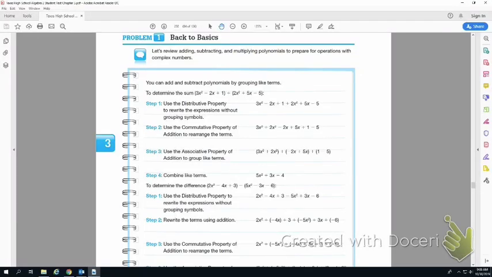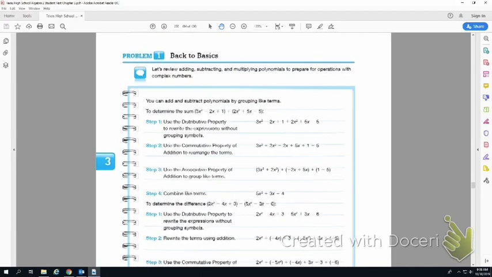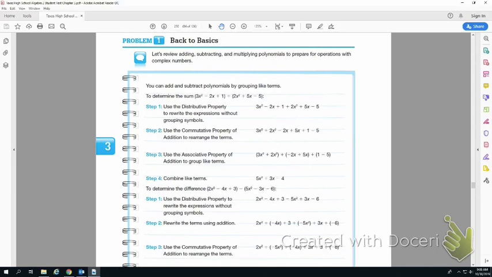Alright, so we're going to look at what is probably going to be one of the weirdest concepts that we're going to talk about this year, which is the idea of an imaginary number, which we will kind of build up to. So first, looking at just this page, and I'll get more into the imaginary stuff when we actually see it in the notes, this first part talks about adding, subtracting, and multiplying polynomials to prepare for operations with complex numbers.